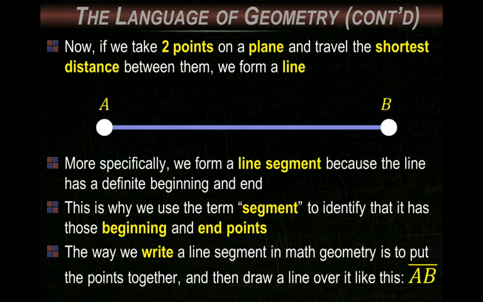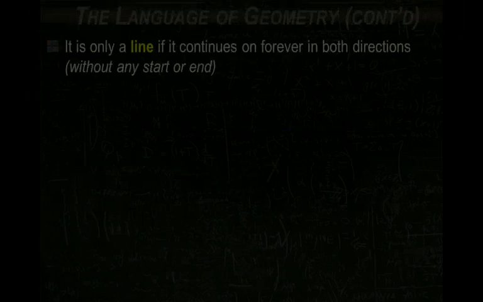So the easiest way to write a line like this is to use the letters A and B, which you see down here. And then the easiest way to identify that it's a line segment is to just draw a line over top of it that looks like this. That's how you can tell it's a line segment.